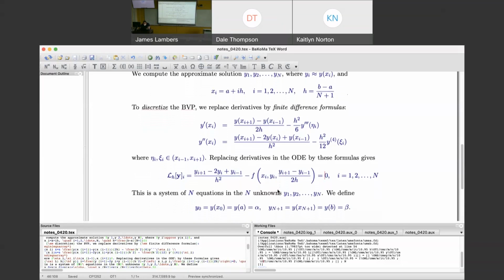Now, for convenience, we're looking at solving for y1, y2 up to yn. So y0 is the left boundary value, alpha, and then yn plus 1 is the right boundary value, beta. And my interior points, as I mentioned, are x1, x2 up to xn. x0 is the left boundary point A, and xn plus 1 is the right boundary point B. So this will come in handy for using these equations when we near boundary points.